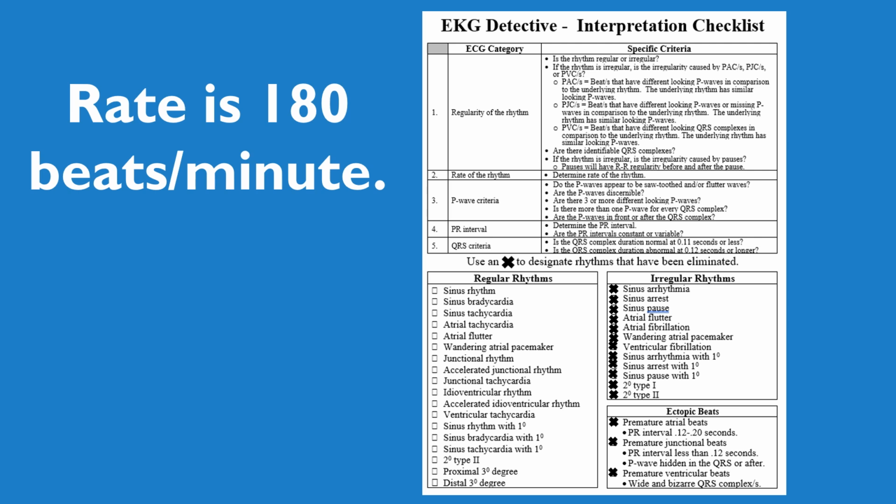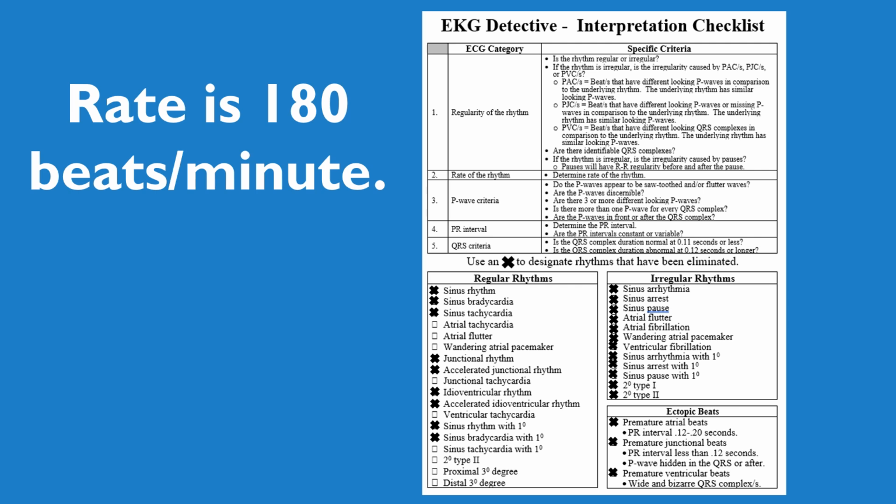For those of you who are using the EKG Detective checklist, since our rate is 180, that means we can go down the regular side and eliminate all of the rhythms that aren't going to be running 180 beats per minute. So that starts with sinus rhythm, sinus bradycardia. We can also get rid of sinus tachycardia because typically sinus tachycardias aren't going to have a sustained rate that's going to be greater than 150 beats per minute.